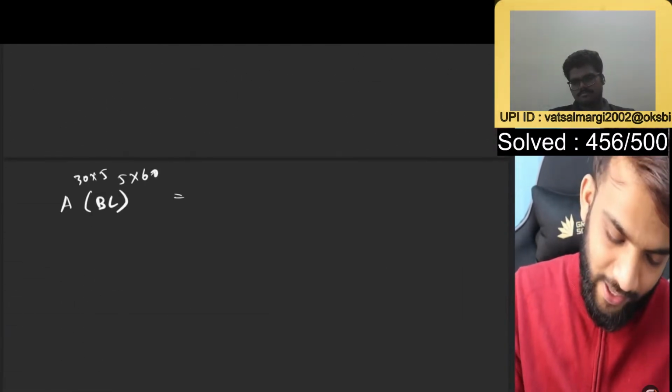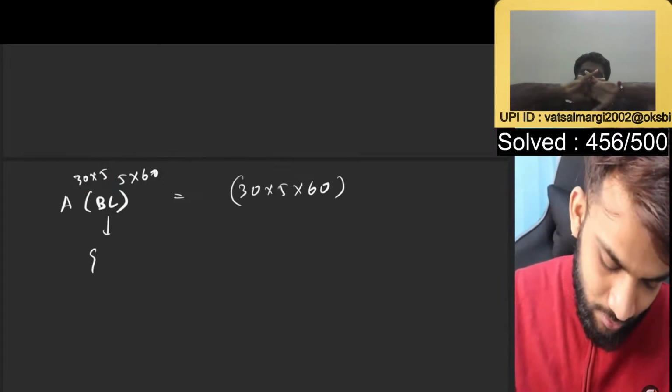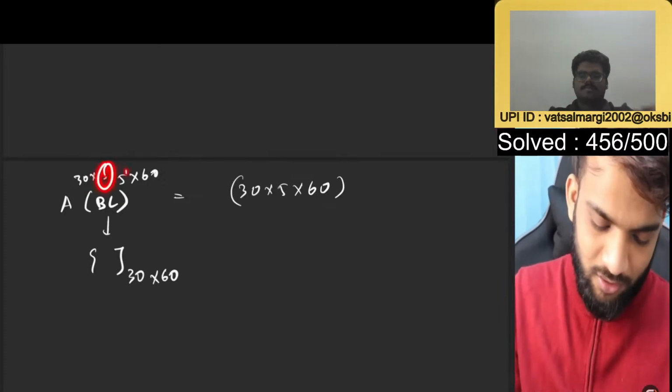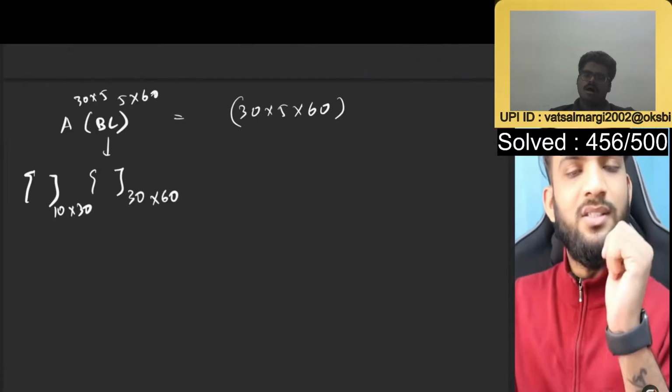So if I multiply these couple of guys, I will get the number of operations to be 30 cross 5 cross 60. Makes sense? And the resultant that I will get will be 30 cross 60, because this is common. So the resultant will be 30 cross 60. What is A? A is 10 cross 30.